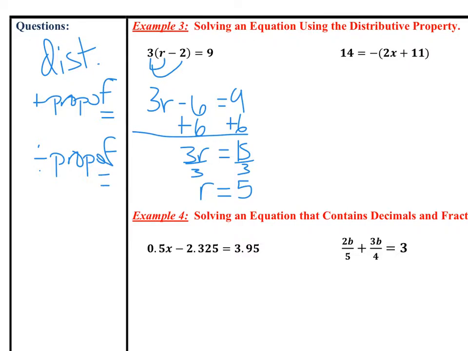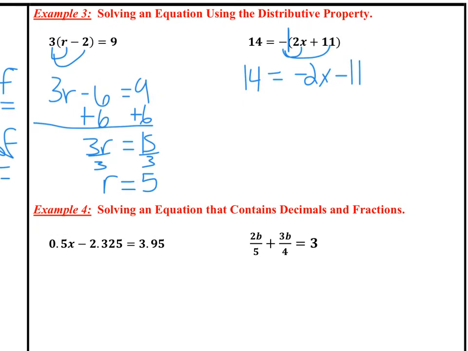Let's try the one next to it. It has a negative sign in front of the parentheses, which we talked about means -1. So if I distribute -1, I'll have 14 equals -2x minus 11. Now to undo, I will add 11 to both sides first. So 25 equals -2x. And then I will divide by -2 on both sides.